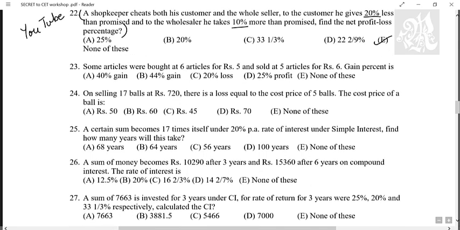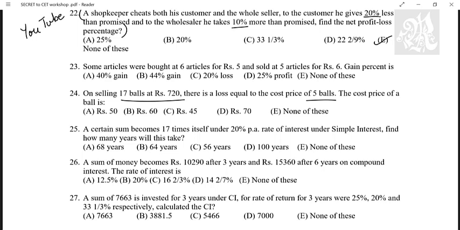Okay, so now let's say 24th. Okay, on selling 17 balls for 720, there's a loss of 5 balls. Now understand, this is very conceptual. Now shortcuts don't come out just like that. They don't just rain like cats and dogs. You have to think about it. It's just a very conceptual thing.